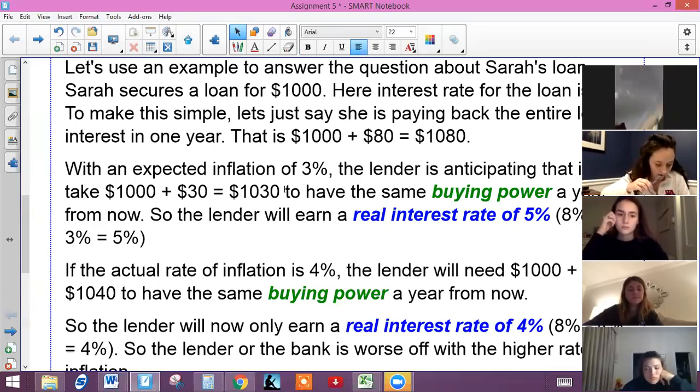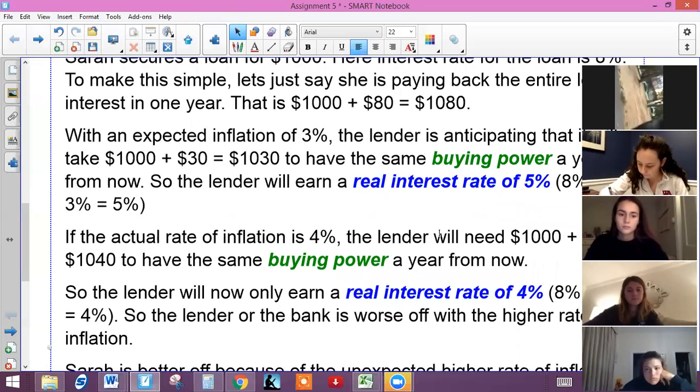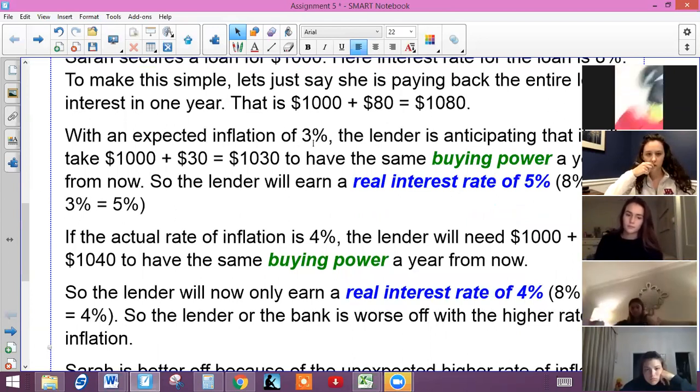Okay, so in order for the bank to get a benefit from this loan, and let's just assume that the bank wanted to earn 5% interest. So in order for them to get 5% real interest, they're going to have to charge Sarah 8%. 8% minus the 3% inflation is going to give the bank 5%.